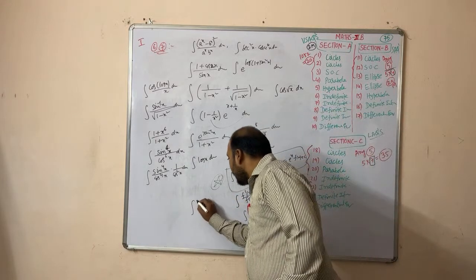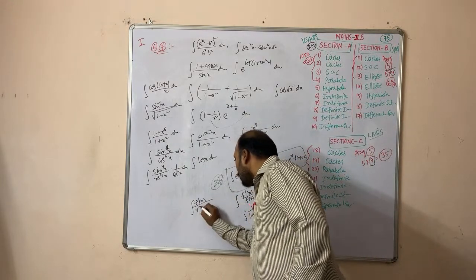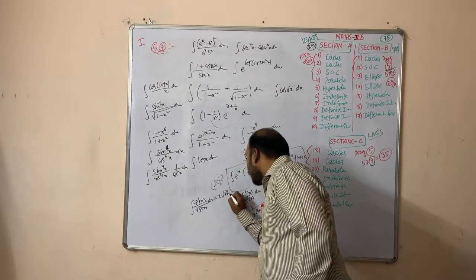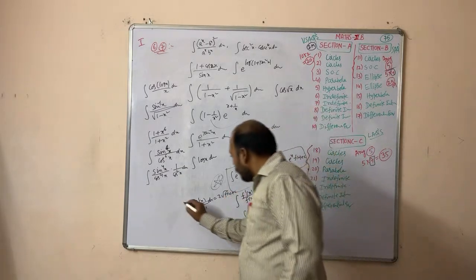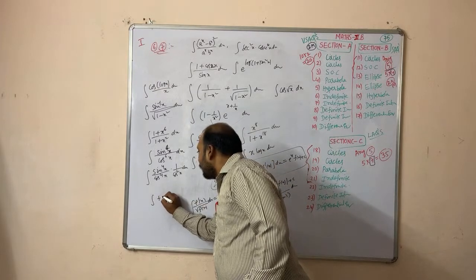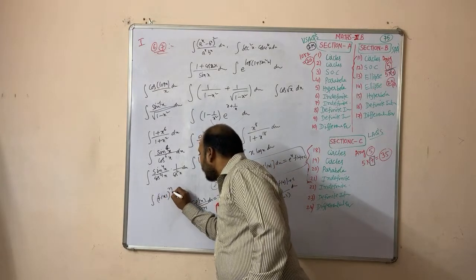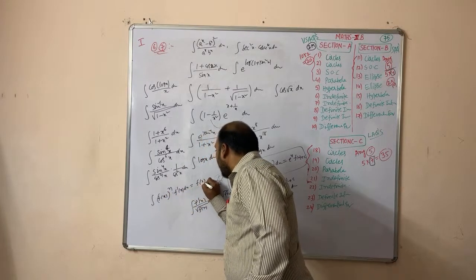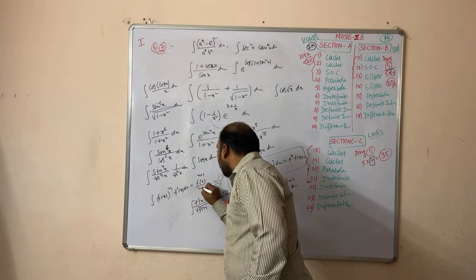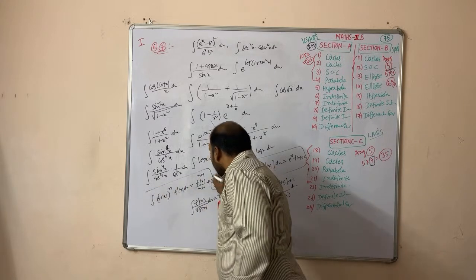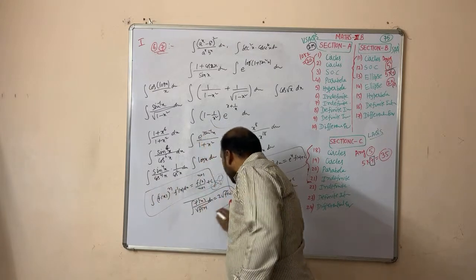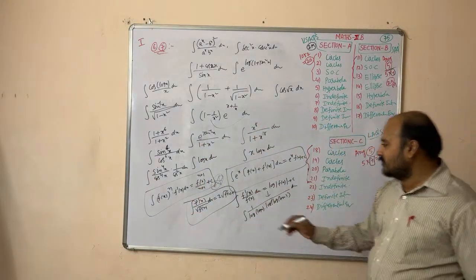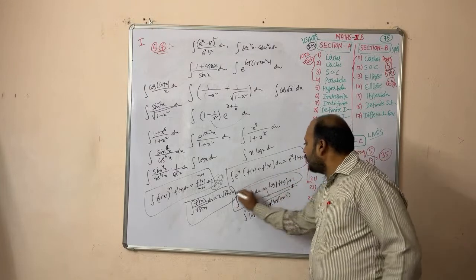And not only this one, integral f dash of x by root f of x into dx is 2 root f of x plus c. And one more, integral f of x whole power n into f dash of x into dx is equal to f of x whole power n plus 1 by n plus 1 plus c. Whatever I am keeping in that box, questions may come based on that, dear students.